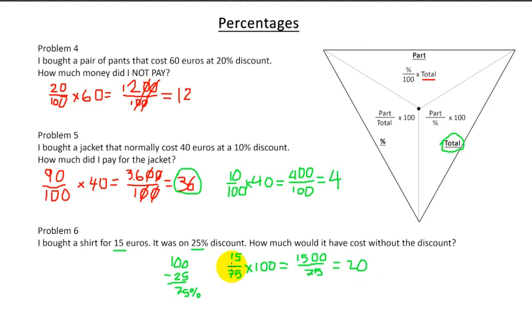If you were to do this division quickly, you would have gotten 0.2 times 100 would still give you 20. It doesn't really matter what order you want to do these. Since they're multiplication, it's the same thing. So my result is that without the discount, I would have paid 20 euros. That's the full price of the shirt.